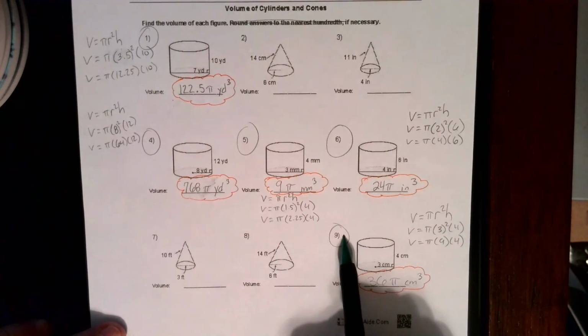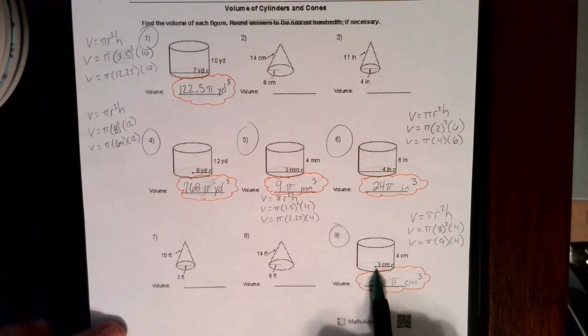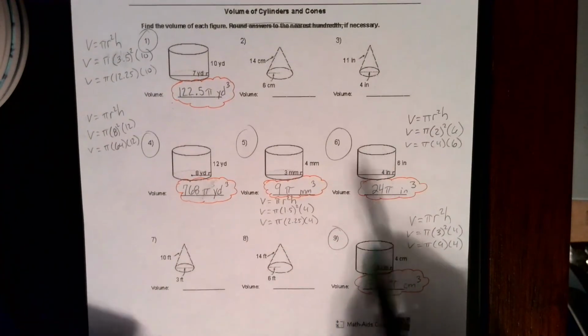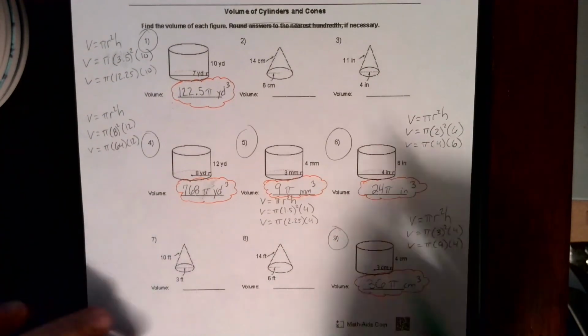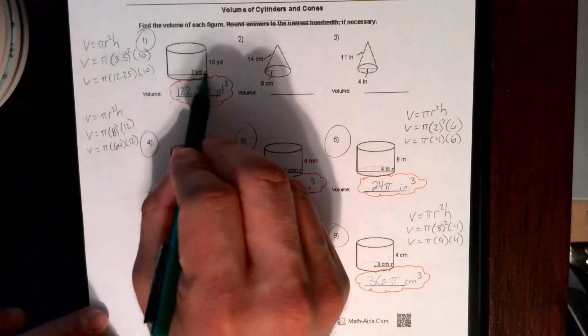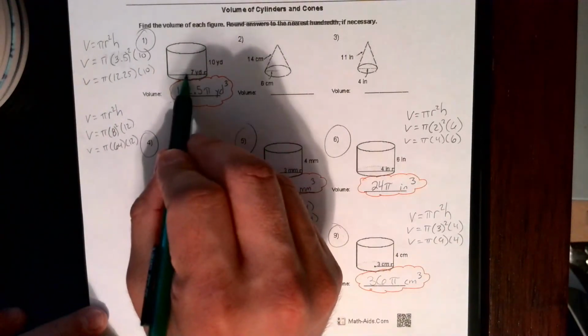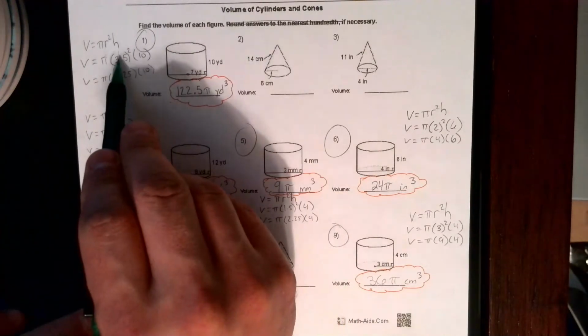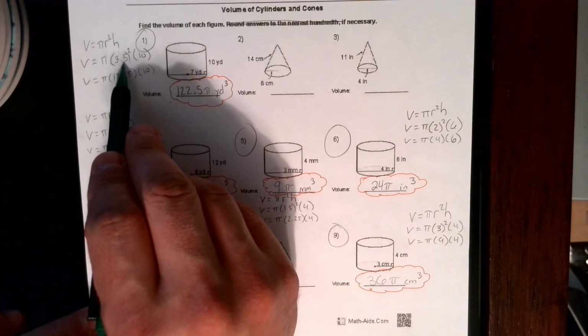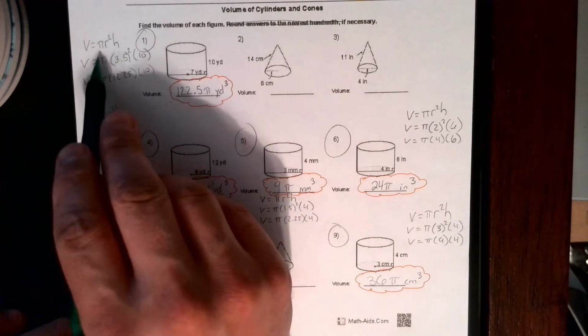And for number 9, I plugged in 3 for the radius because that's the radius from the middle to the edge. But for these other ones, they gave me the diameter, so I had to cut it in half to find the radius. So if the diameter is 7, the distance all the way across, you've got to cut that in half to find the radius. The radius would be 3.5, so you had to plug 3.5 in for r. Okay? And I showed all the steps.